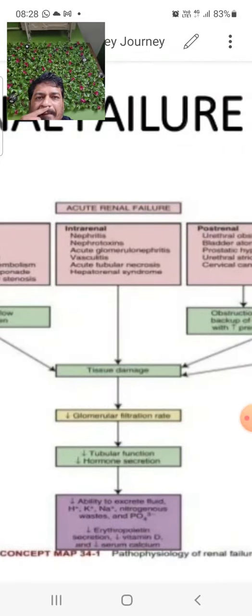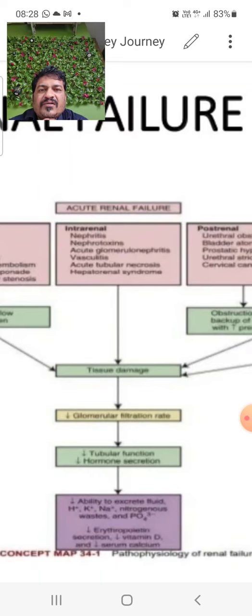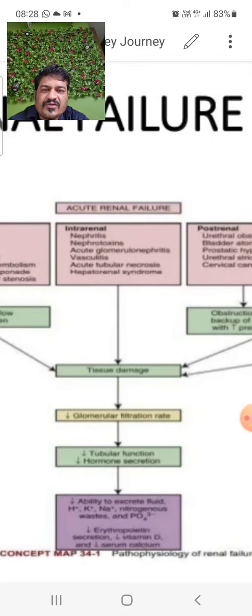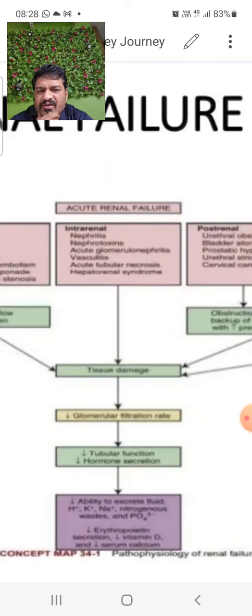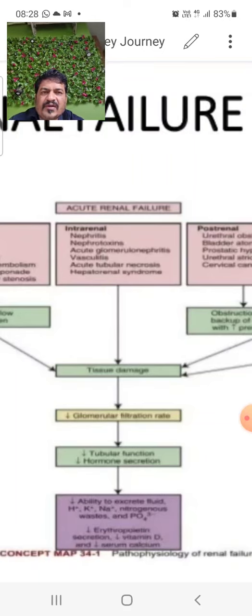Then there are intrarenal causes like nephritis, nephrotoxins, acute glomerulonephritis, vasculitis, acute tubular necrosis, and hepatorenal syndrome, which lead to tissue damage, decreased glomerular filtration rate, decreased tubular function, and decreased hormone secretion. The rest is the same: decreased ability to excrete fluid, hydrogen, potassium, and sodium.